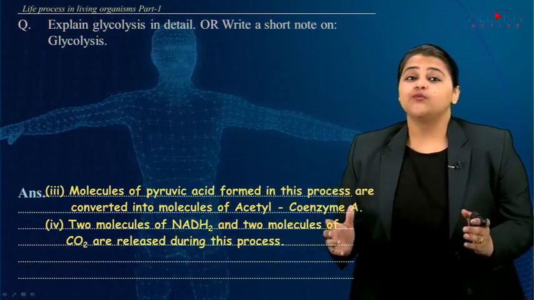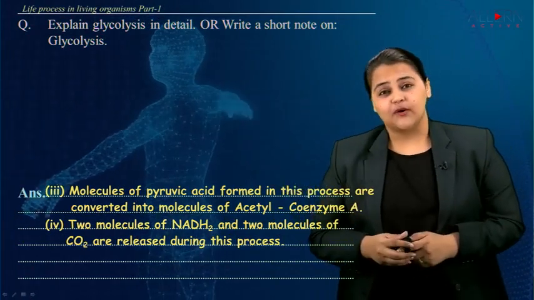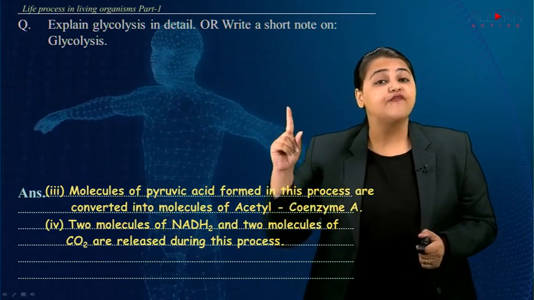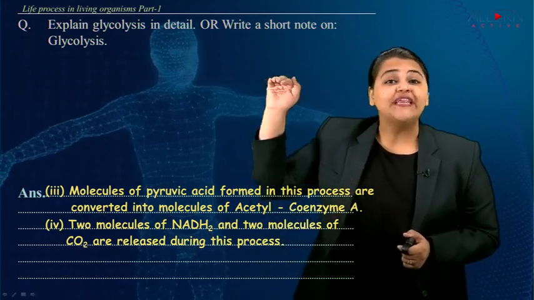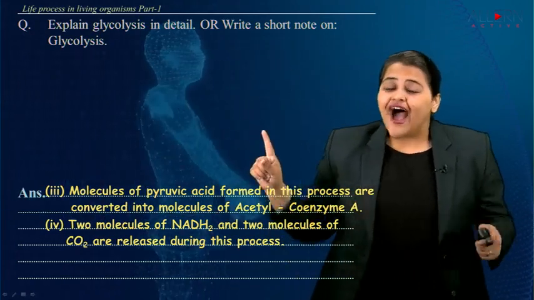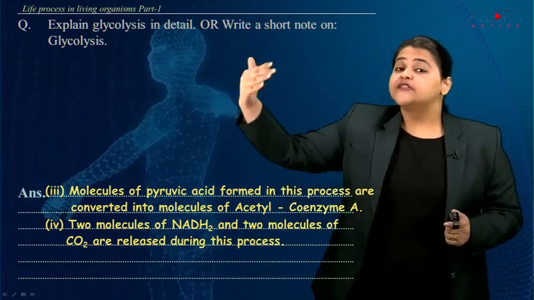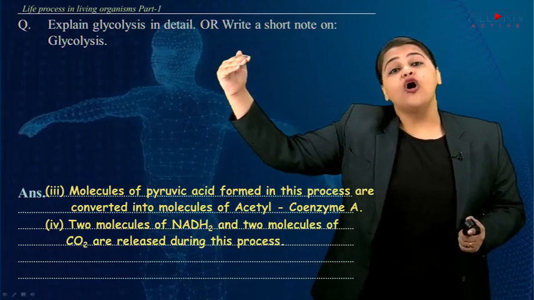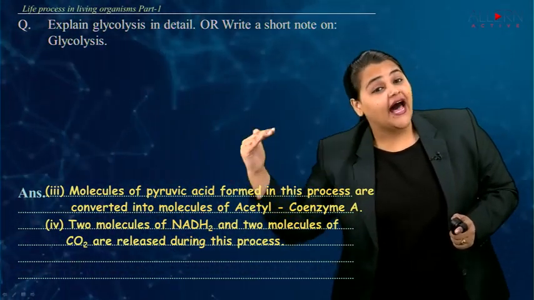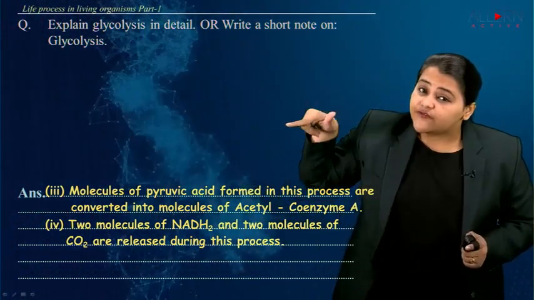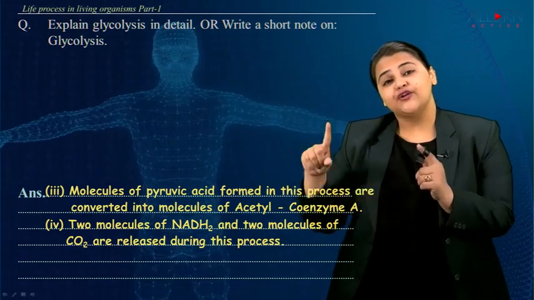Well, this is what glycolysis is all about. Glycolysis is the first step in the complete oxidation of glucose and production of ATP in cellular respiration. So we have glycolysis followed by the Krebs cycle, and then the Krebs cycle is followed by the electron transport chain.